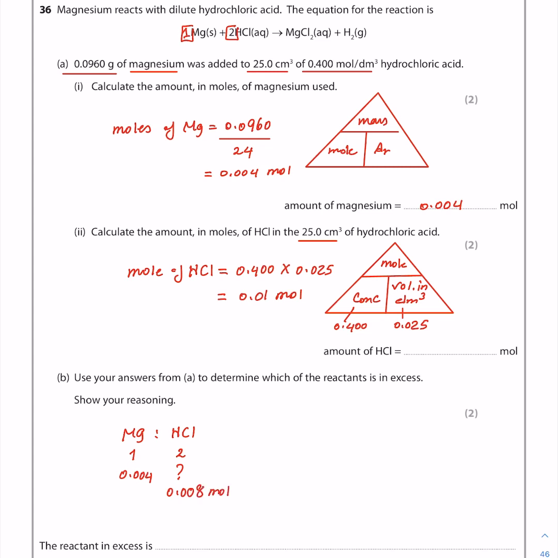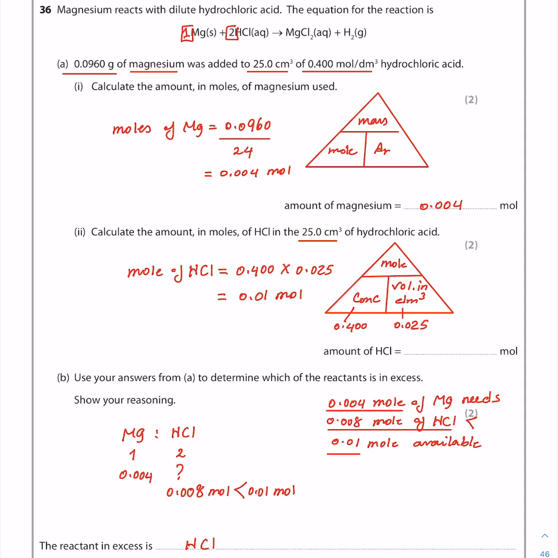The moles of hydrochloric acid needed are less than the 0.01 mole available, which means the hydrochloric acid is in excess. Why? Because 0.004 mole of magnesium needs 0.008 moles of hydrochloric acid to completely react, which is less than the 0.01 mole available. The moles of hydrochloric acid available, 0.01, are more than the moles needed to react with 0.004 mole of magnesium. So the hydrochloric acid is the excess.